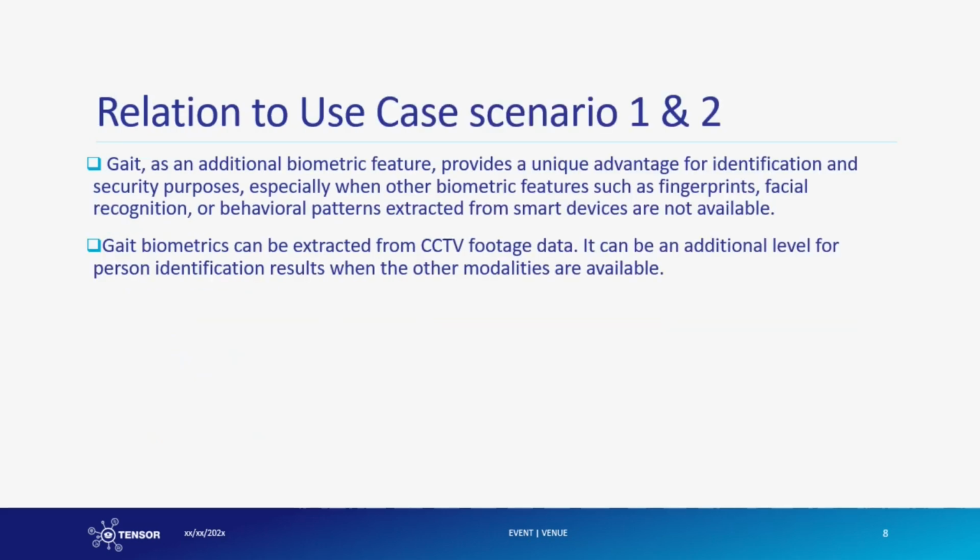Gait biometric can be used in use case 1 and use case 2 scenarios described in TENSOR project. Gait, as an additional biometric feature, provides a unique advantage for identification and security purposes, especially when other biometric features such as fingerprints, facial recognition, or behavioral patterns extracted from smart devices are not available. Gait biometrics can be extracted from CCTV footage data. It can be an additional level for person identification results when the other modalities are available.